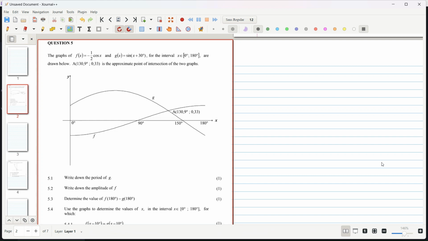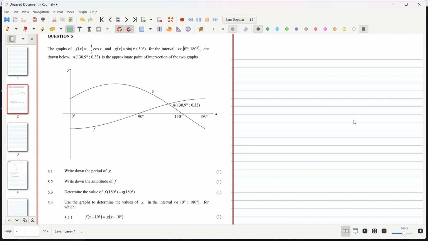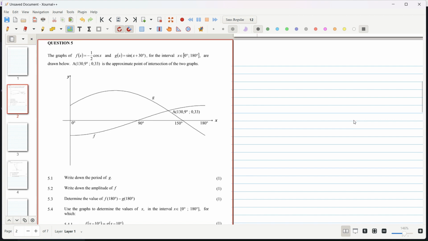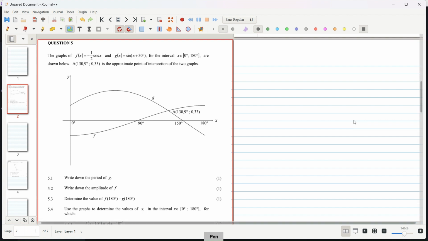In this session, we'll be looking at trigonometry. So we'll start with a question on trig functions. For question 5 here, we can see we have two functions. The first function that we have is f of x. So f of x is given by the f here.